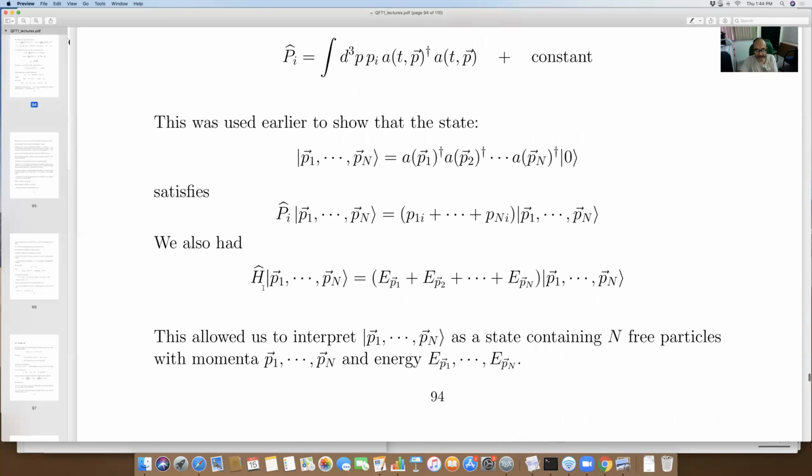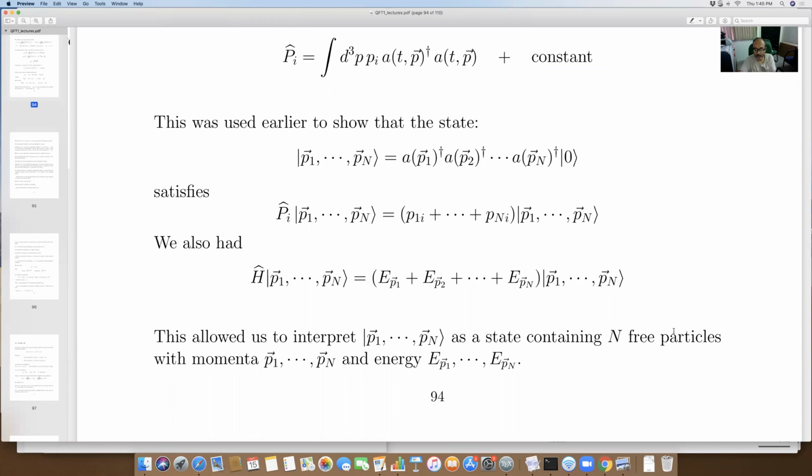Then you also see that the energy has a similar form, with the quantities being E_p. And you also know that E_p is given by the square root of p squared plus m squared. That we have seen already. That's the definition of E_p. So you can say that it's as if this state represents a state of n particles of momenta p_1 to p_n and energies E_p1 to E_pn. This interpretation you have to see.